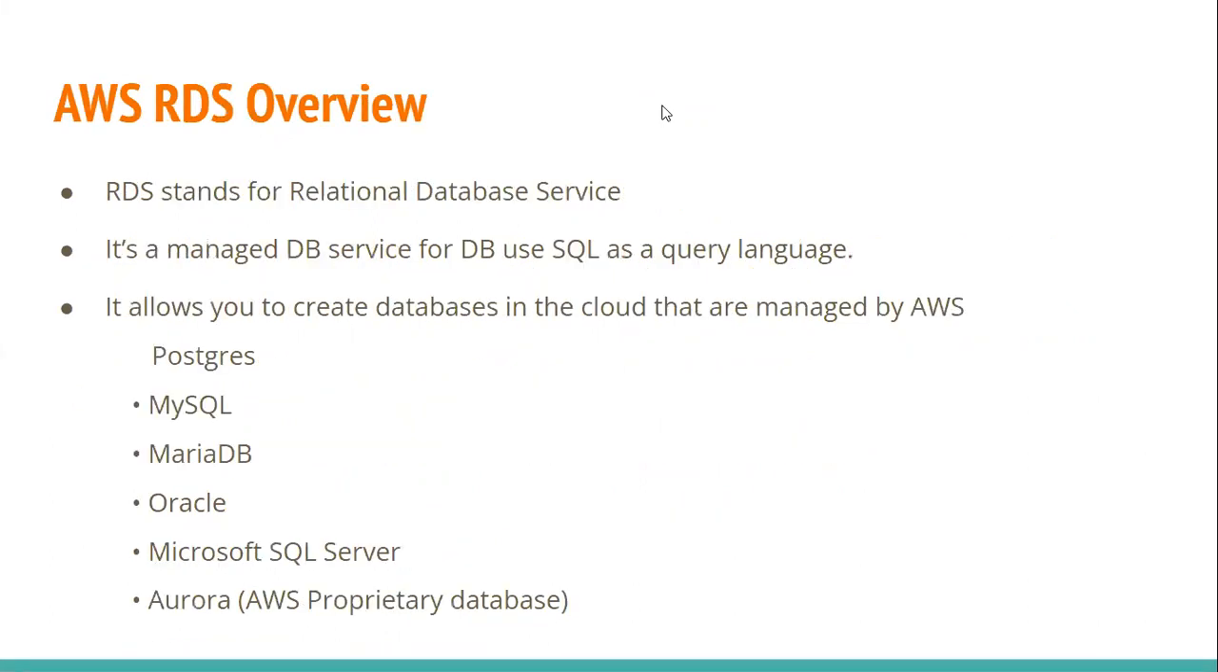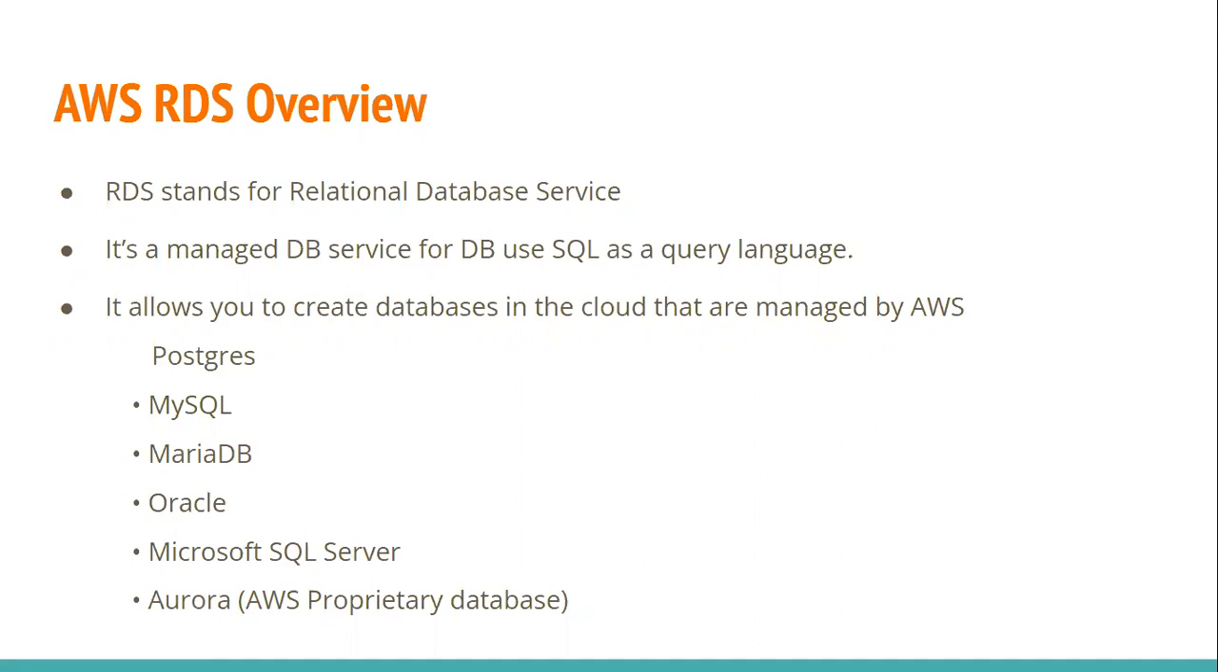Let's understand the AWS RDS overview. AWS RDS stands for Relational Database Service. It is a managed database service. For database services you can use SQL as the query language, so you can give a query and get the output while using AWS RDS, which is managed by AWS itself. Basically, RDS allows you to create databases in the cloud that are managed by AWS.